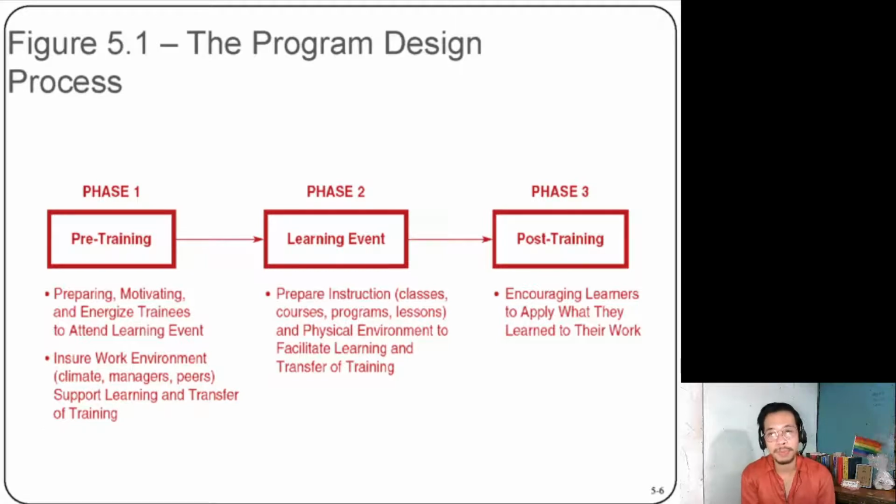When the training is over, of course, there is phase three, and that is post-training. This is how we try to incorporate the learning. How do we incorporate the learned information from the current training and apply it at work? We encourage our trainees to apply what they have learned in the training itself, because it will be useless if they do not utilize the information or experiences that they have learned. Those are the three program design processes.